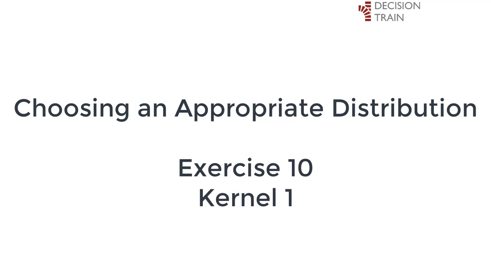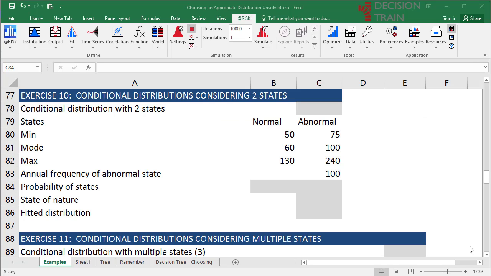Exercise 10, Kernel 1. A good hint to solve this problem lies on using the Bernoulli distribution that allows for binary choices, zeros and ones, based on a certain probability p value.